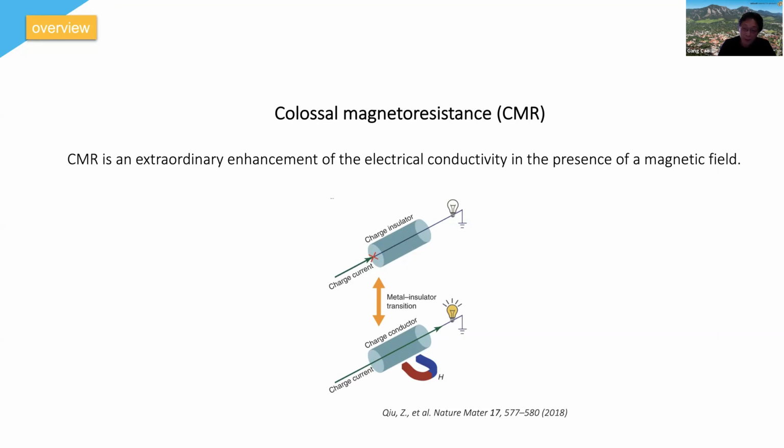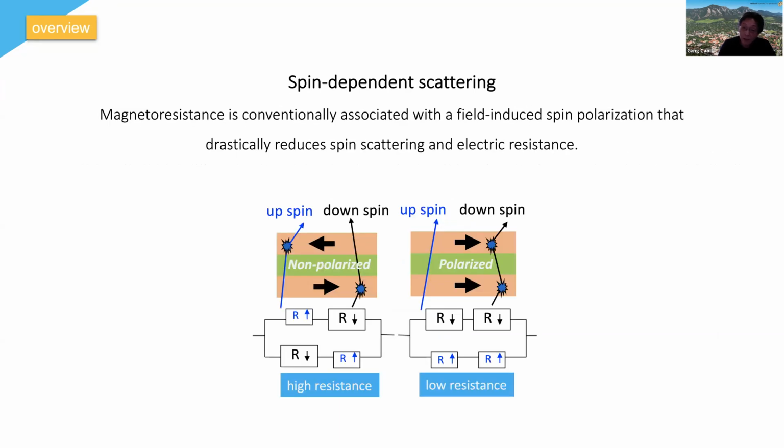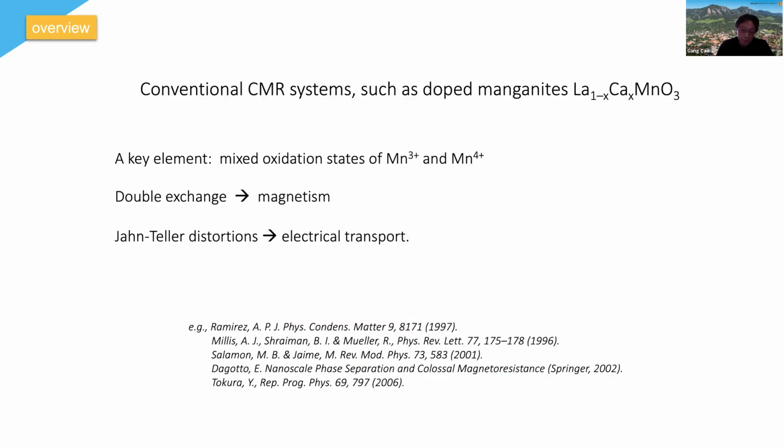In this process, the essential element is spin-dependent scattering. Magnetoresistance conventionally is associated with a field-induced spin polarization that drastically reduces the spin scattering and therefore the electric resistance. If you look at this cartoon based on the two-channel model, you can see that if the spins are not aligned or polarized, we have more scattering. But if the system is better aligned or polarized, we have less scattering, therefore a smaller resistance.